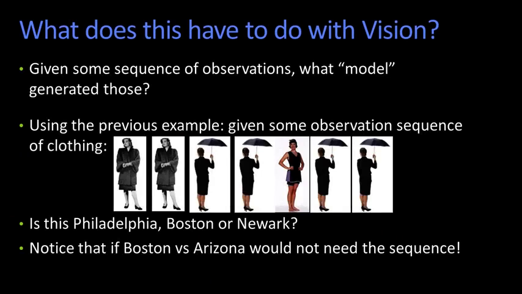Now, notice that if we were checking Boston versus Arizona, you basically wouldn't need the sequence. It doesn't rain in Arizona for the most part, so you could ask, do I see umbrellas? And since it's always lousy weather in Boston, I live there. If you see bathing suits, you know it's actually Cape Cod. So just from the individual elements themselves, you could determine whether it was Boston or Arizona.